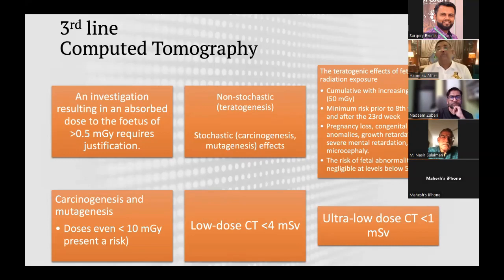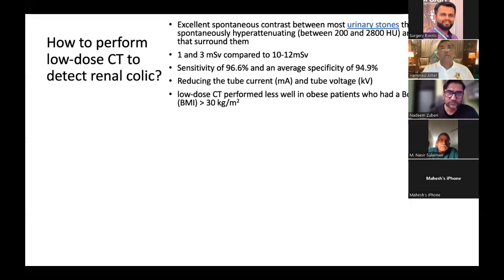However, now we have low dose and ultra low dose CT scans. The low dose CT scan gives you less than 4 millisieverts of radiation, and ultra low dose can be as low as that of a plain X-ray KUB. They are quite safe, but obviously not as safe as the ultrasound and the MR scans. How it is performed is that you reduce the tube current, which is in milliamperes, and you decrease the tube voltage, and you are able to do a low dose and an ultra low dose CT.